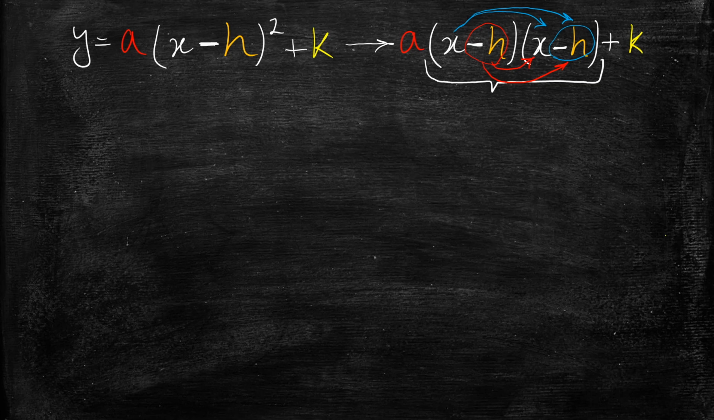X, the blue stuff. X gets multiplied by x, that's x squared. X multiplied by minus h, that's minus hx. Now the red stuff, the red arrows. Minus h multiplied by x, that's minus hx. Minus h multiplied by minus h, that's positive h squared.